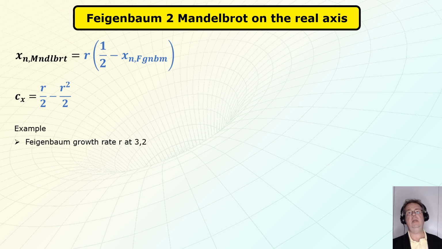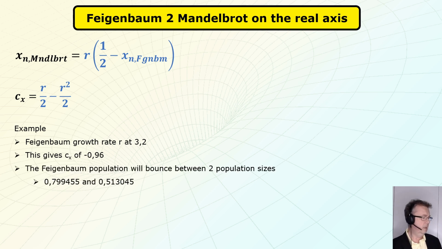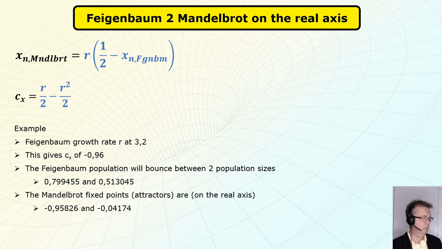So this is the relationship. Again, repeat it. Shall we do an example? Well, let's say we pick r to be 3.2 in the logistic map. That will give us an x component of the complex c in the Mandelbrot set of minus 0.96. Forgive me if I use points and commas in a different way here in Europe. Then the Feigenbaum population, after some iterations, will bounce back and forth between these two numbers, and the Mandelbrot relationship will be the x and y coordinates. Well, the y will be 0, but the x coordinate will be bouncing between these two, and that's how they're related.